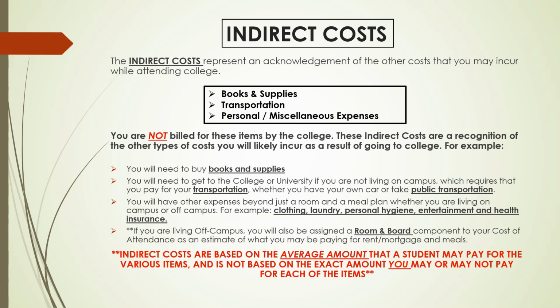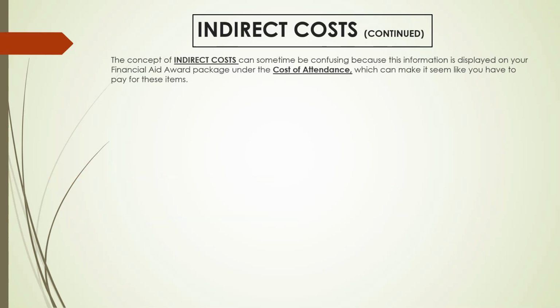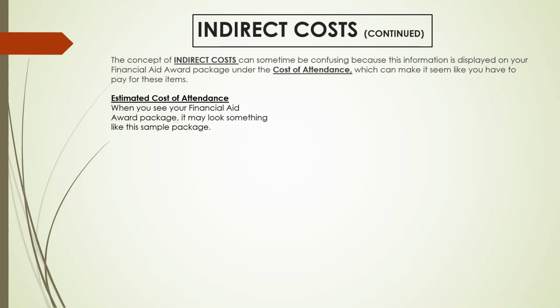So just a reminder, the indirect costs are based on the average amount that a student may pay for the various items and is not based on the exact amount that you personally may or may not pay for each of these items. The concept of indirect costs can sometimes be confusing because this information is displayed on your financial aid award package under the cost of attendance, and that can make it seem like you have to pay for these items.